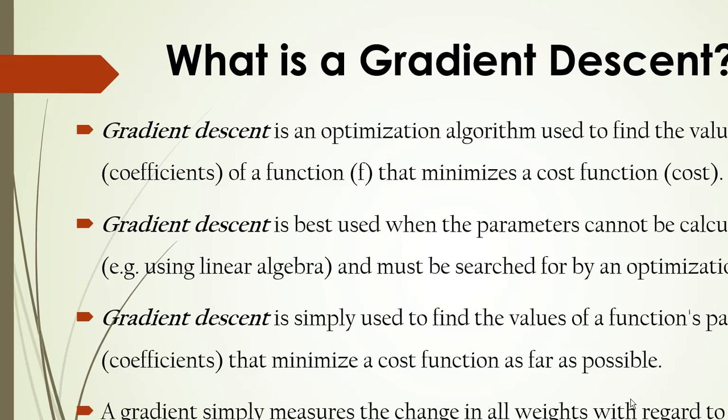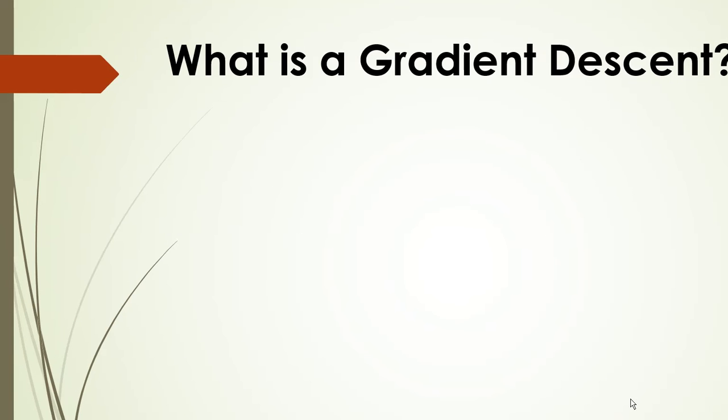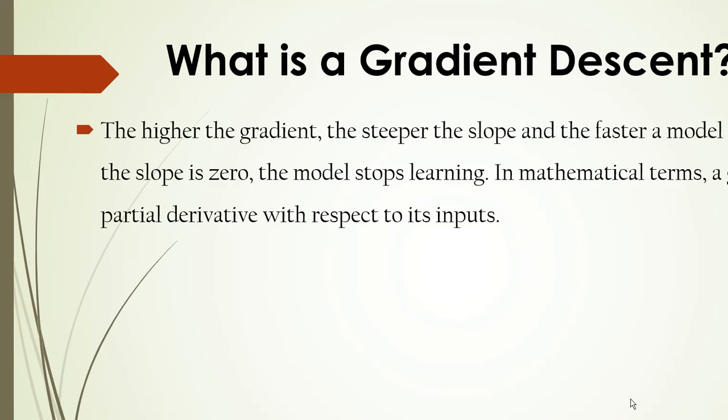So gradient descent, we can say, simply measures the change in all weights with regard to the change in error. You can also think of a gradient as the slope of a function. Continuing from the last slide, the higher the gradient, the steeper the slope and the faster the model can learn. But if the slope is zero, the model stops learning. In mathematical terms, a gradient is a partial derivative with respect to its inputs.